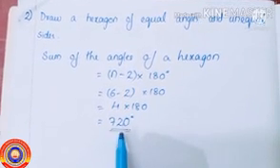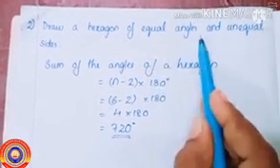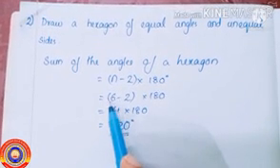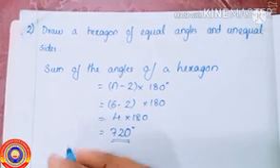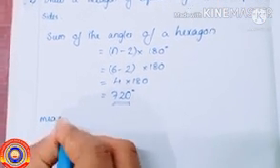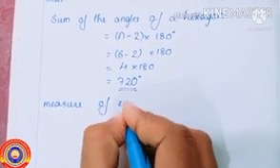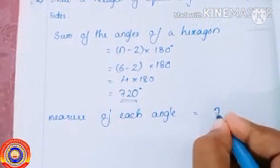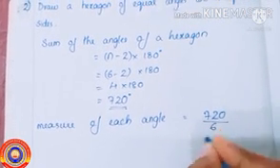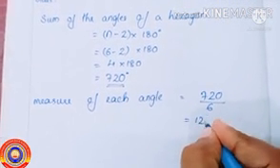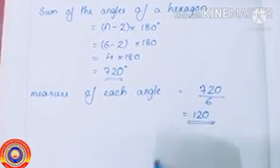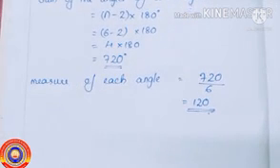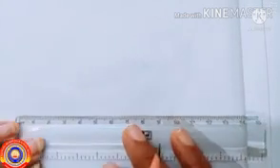In the question, it is given that draw a hexagon of equal angles and unequal sides. We got the sum of the angles of a hexagon as 720 degree. Hexagon has 6 sides, so the measure of each angle is equal to 720 degree divided by 6. 720 divided by 6 is 120 degree. That is, for a hexagon, each angle measurement is 120 degree. Let us draw a hexagon using this measurement.